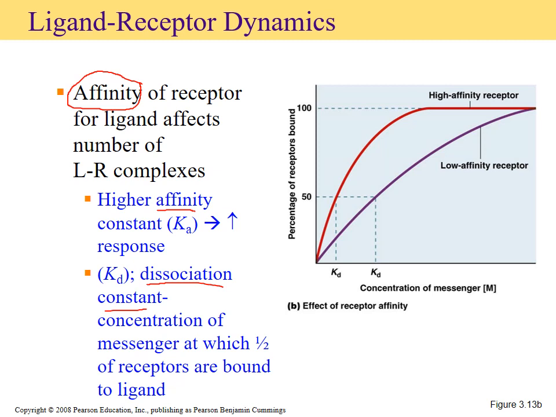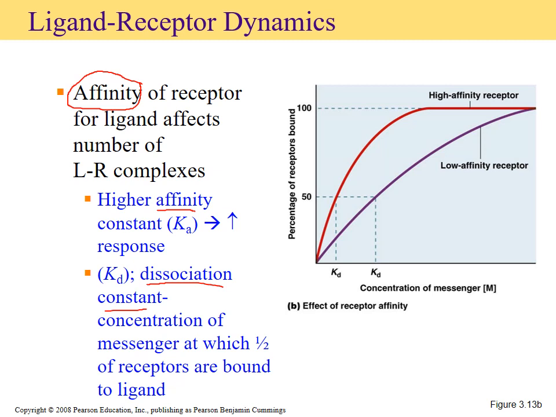And then the other one is dissociation constant. Dissociation constant means what is the concentration of messenger at which half of the receptors are bound to the ligand. Okay, so the dissociation constant takes a look at how much messenger do I have to produce so that I can get half of my receptors to be bound.